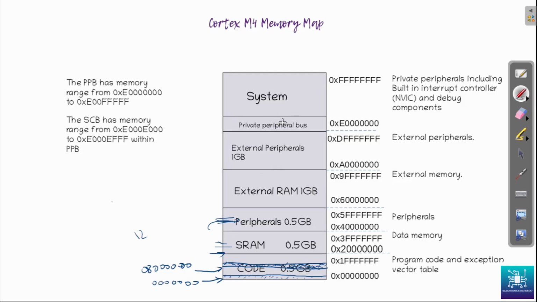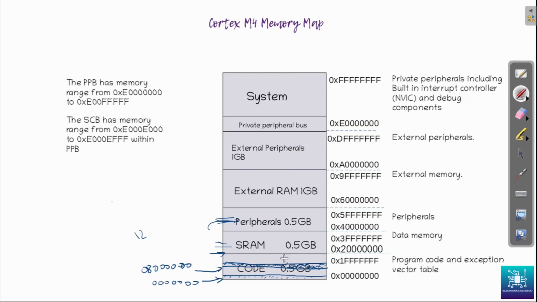And then this is the private peripheral bus, and then the system memory. Private peripherals including the built-in interrupt controller NVIC and debug components, everything falls in here. The private peripheral bus memory range is from 0xE0000000 to 0xE00FFFFF. Within the PPB, again, you have the SCB. So this is for the system, NVIC and private peripherals and everything. And it goes on like this.